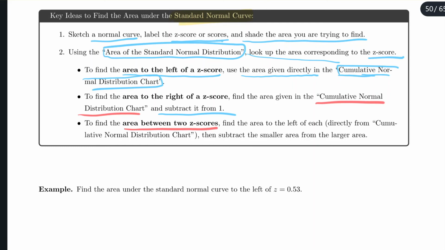For in between, we subtract the smaller area from the larger area. Oh, I'm sorry, large area minus smaller area is what we need to do. Okay? So let's look at more examples.